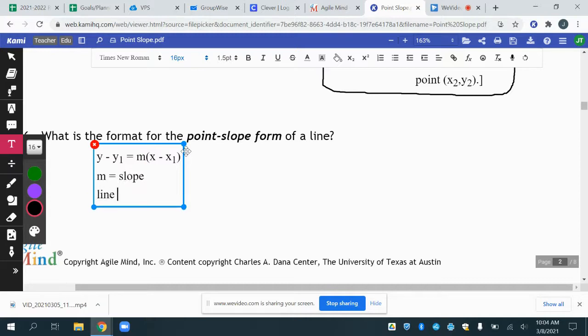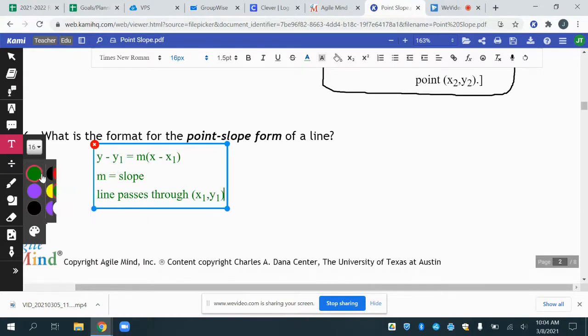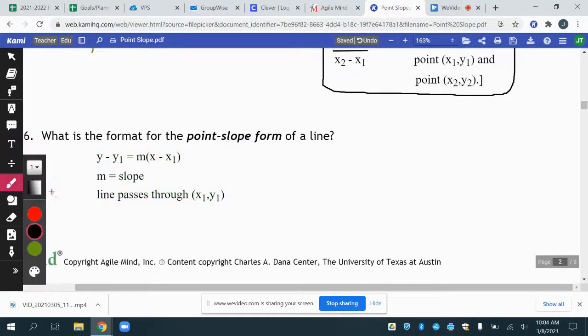And the line passes through x1, y1. Okay, so those are the two things I need to know. These will all be numbers. Number, number, and this will be a number.